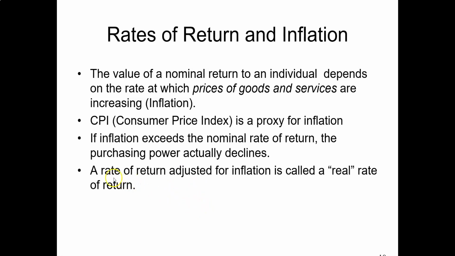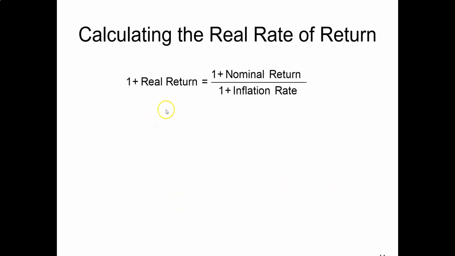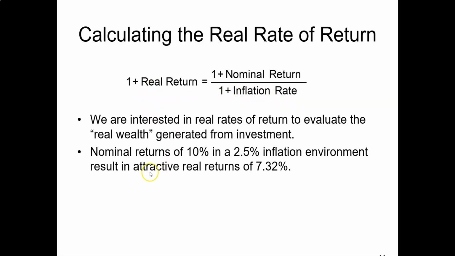And we call this rate of return adjusted for inflation as the real rate of return. Here is the equation in calculating the real rate of return. We use 1 plus nominal rate of return over 1 plus inflation rate to calculate the real rate of return. For example, if the nominal rate of return is 10% and inflation rate is 2.5%, then the real rate of return is 7.32%. It is less attractive than 10%.